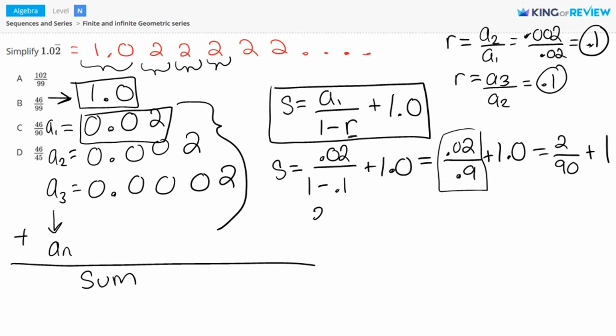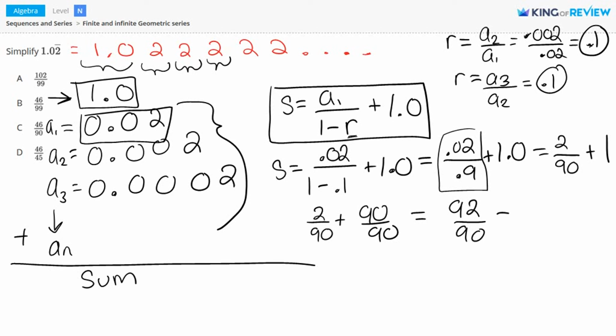And this is equal to 2 over 90 plus 90 over 90. Now we can add the fractions now that they have a common denominator. And this gives us 92 over 90. And when we simplify this, we get 46 over 45. And this is the answer here. So letter D is correct.